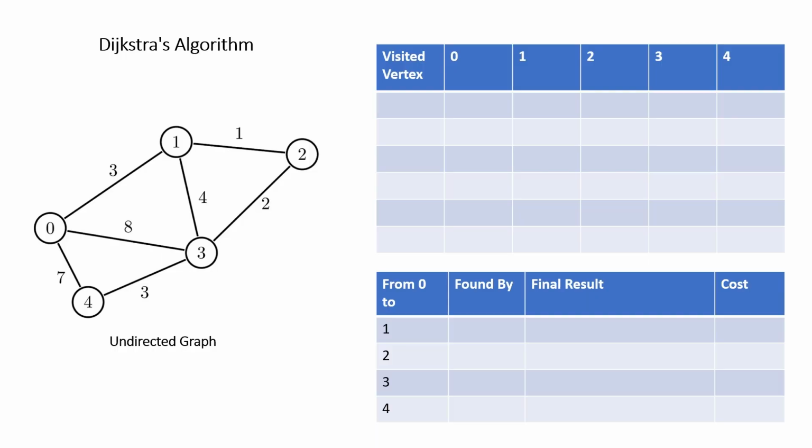As this is an undirected graph, that means you can go from 0 to 1, and you can also come back from 1 to 0. Our starting node is 0, and the cost of going to our starting node is 0, obviously, because you're already present there.